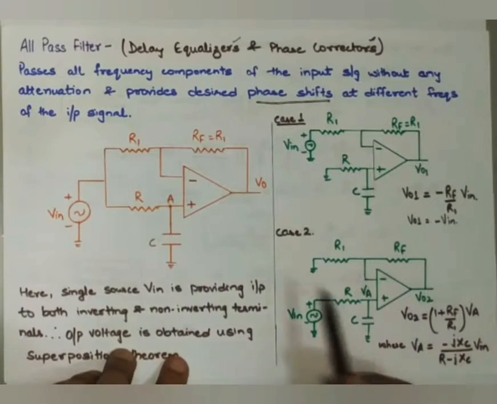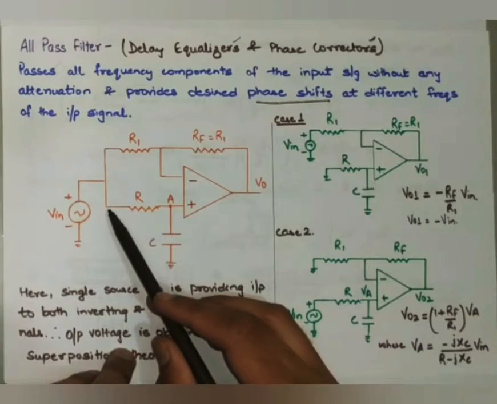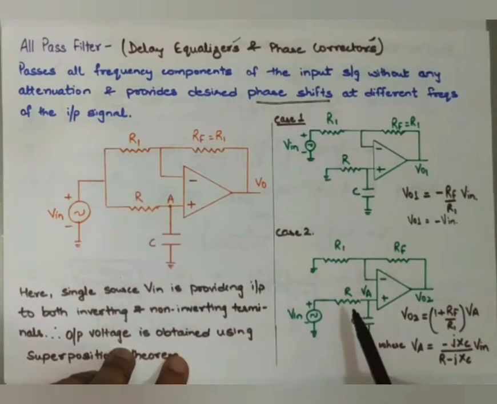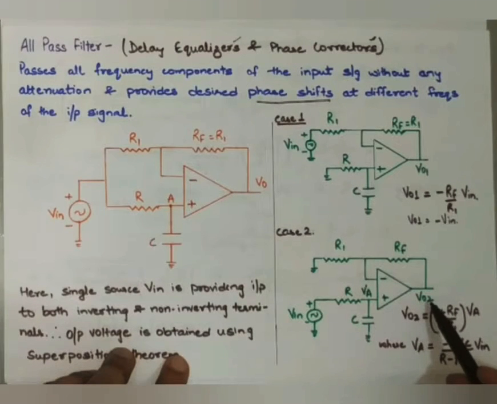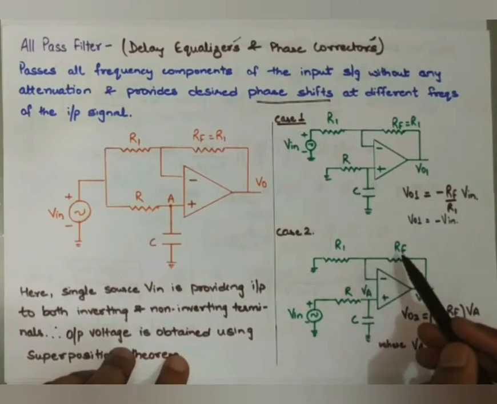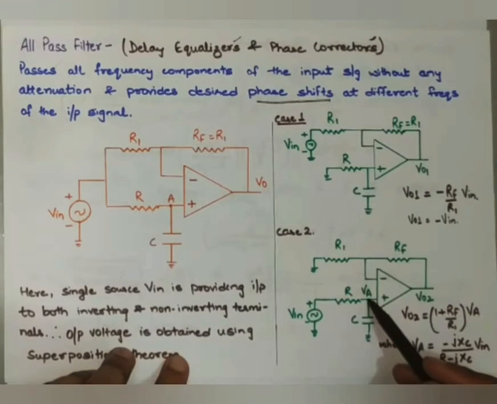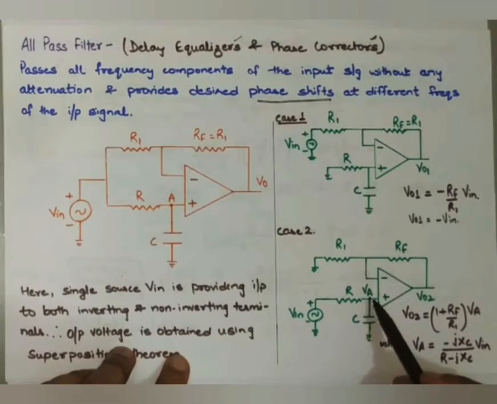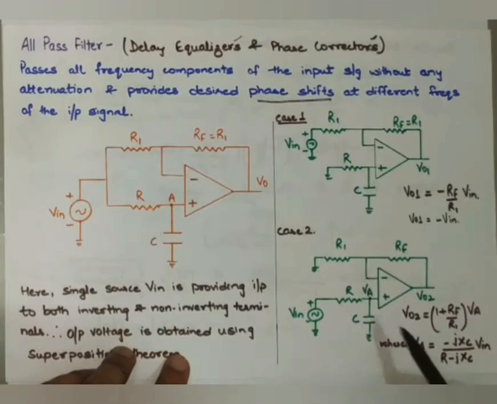Now in the second case, I will assume my input signal at the non-inverting terminal and I will ground my inverting terminal. So my diagram will be this. In this, my output voltage V02 will be 1 plus RF by R1, that is the gain, into the voltage at the non-inverting terminal. I have assumed this voltage as VA. And you know that VA is nothing but the voltage across this capacitor. So from here I can say that VA is equal to minus jXC upon R minus jXC of the Vin signal.